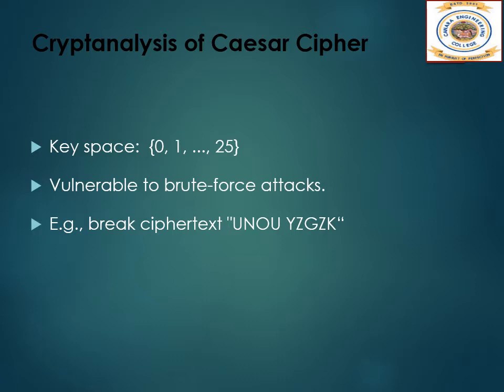So you can try one example and check it for yourself. There's this UNOU YZGZK. Try for this and see. It is 25 possible keys. If you try, one of them is going to give you a meaningful word for this one. You can also write a program for this, maybe using Python or C, anything you can try, or manually also you can try. This is an assignment for you.